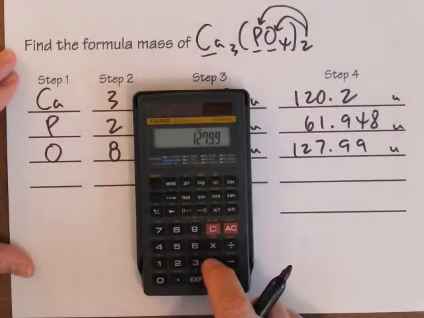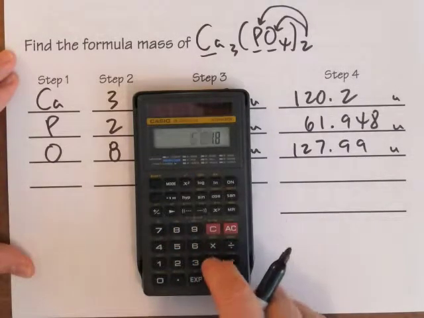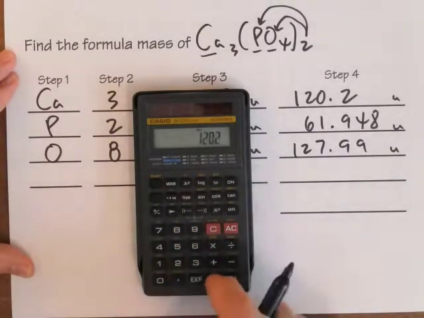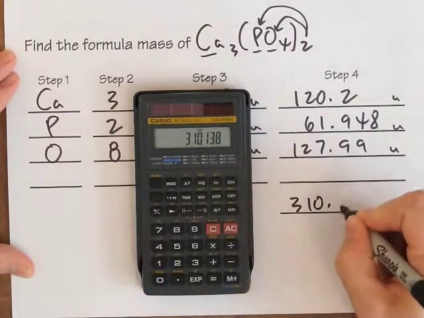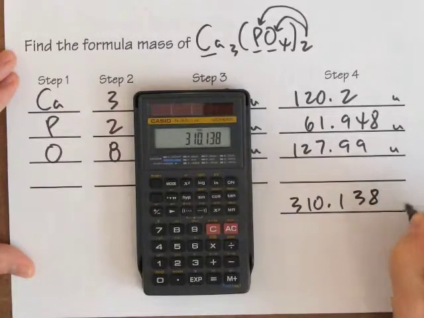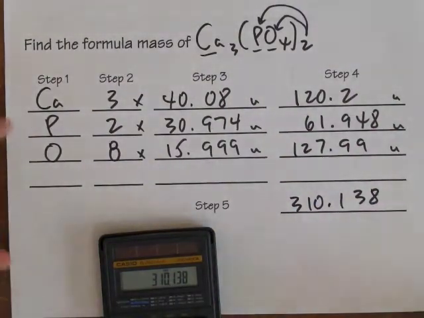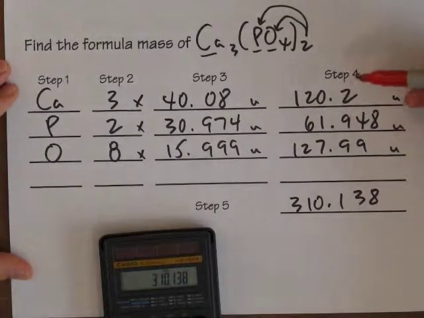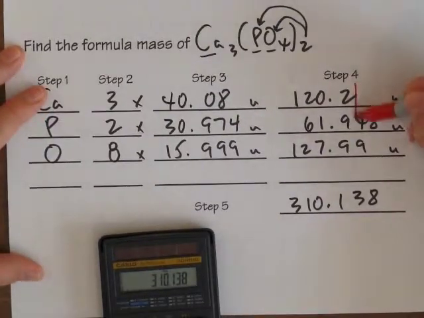127.99 plus 61.948 plus 120.2. Calculator says 310.138 units in my answer. But since I'm adding, I'll use the significant figures rounding rule for adding. Look for my weak link, the one with the fewest places after the decimal point, which in this case is 1 after the decimal point.